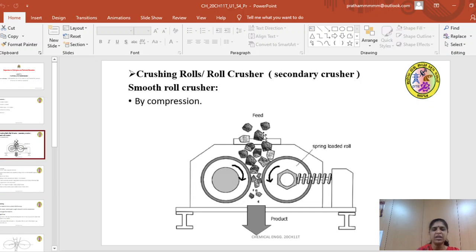So the feed has to be crushed. It is being admitted in the middle, and by the rotation of the rolls, the product is being taken out from the bottom of the smooth roll crusher. This is how the working takes place. Very simple working for the size reduction of larger size particles to smaller size particles.